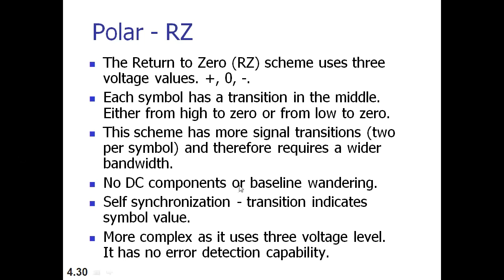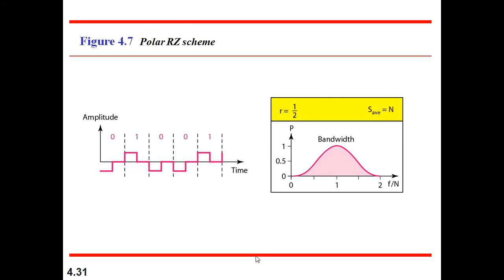No DC components or baseline wandering. Here, there is no DC component and no baseline wandering in the case of polar RZ. Self synchronization: the transition indicates the symbol value. It is more complex as it uses three voltage levels, and it has no error detection capability. These are all about the polar RZ. You can observe the example here. The input symbols are 0, 1, 0, 0, 1.